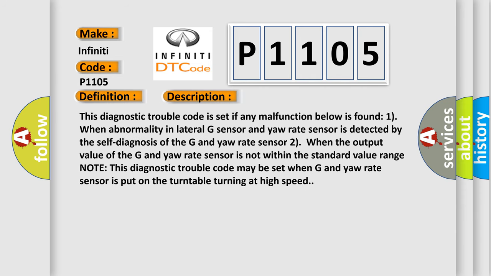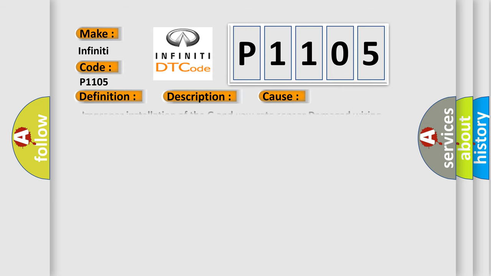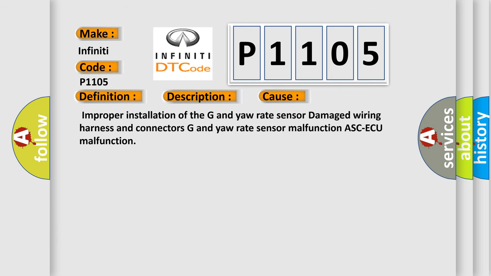This diagnostic trouble code is set if any malfunction below is found: 1, when abnormality in lateral G sensor and yaw rate sensor is detected by the self-diagnosis of the G and yaw rate sensor; 2, when the output value of the G and yaw rate sensor is not within the standard value range. Note: this diagnostic trouble code may be set when the G and yaw rate sensor is put on a turntable turning at high speed. This diagnostic error occurs most often in these cases: improper installation of the G and yaw rate sensor, damaged wiring harness and connectors, G and yaw rate sensor malfunction, ASCD malfunction.